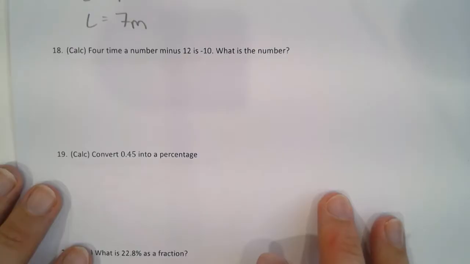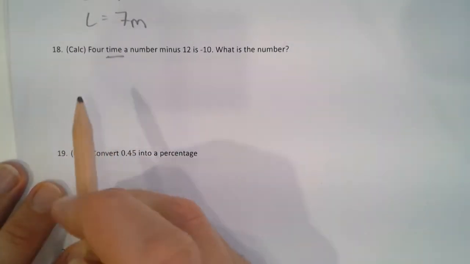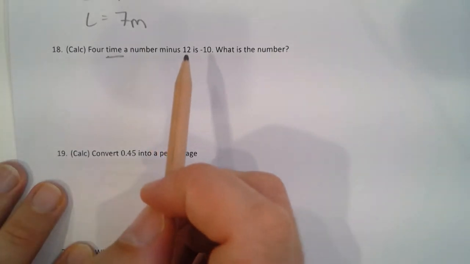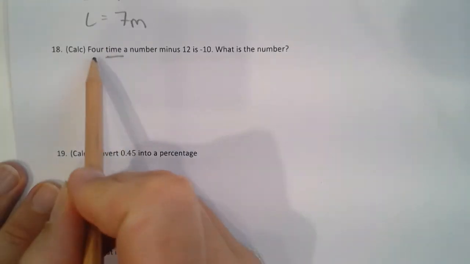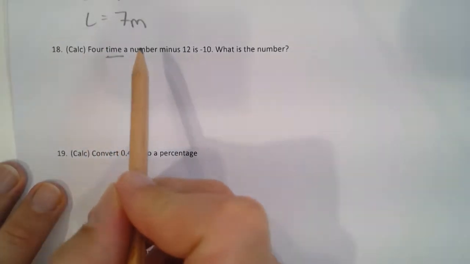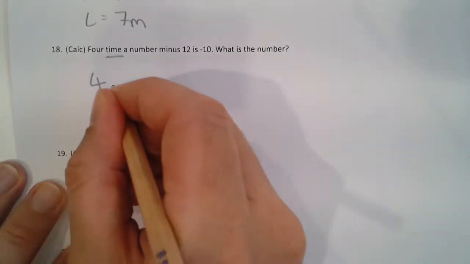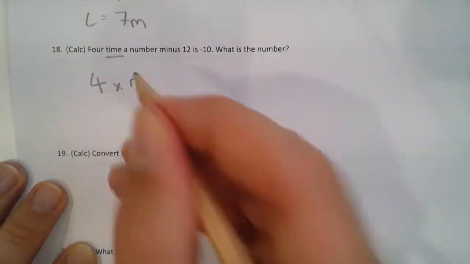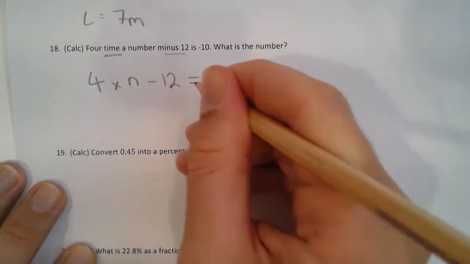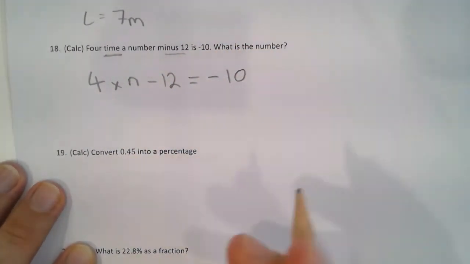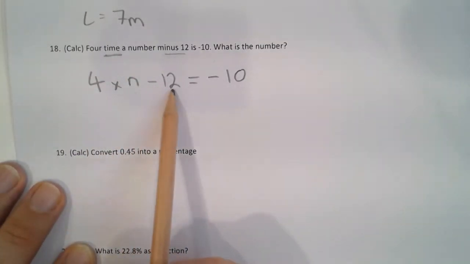18. 4 times a number minus 12 is minus 10. What is the number? Right, let me read that again. So 4 times a number minus 12 is minus 10. Right, so 4 times a number, let's just call it n, minus 12 is minus 10. And I'm going to double check this one more time.